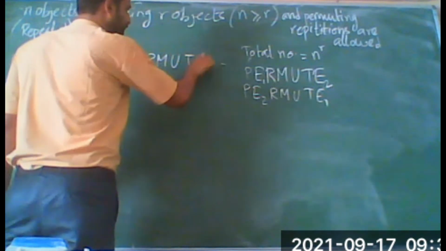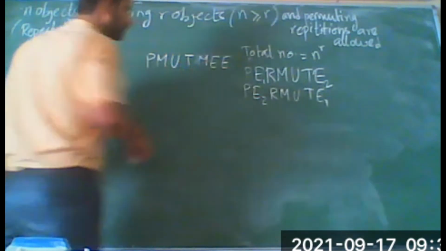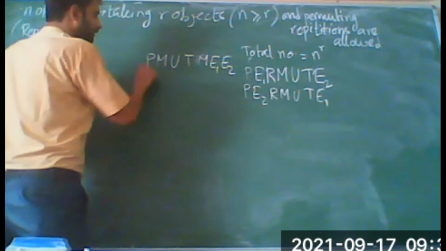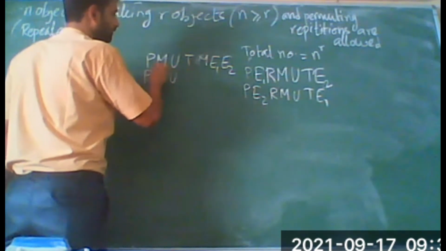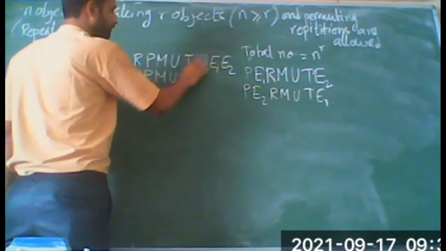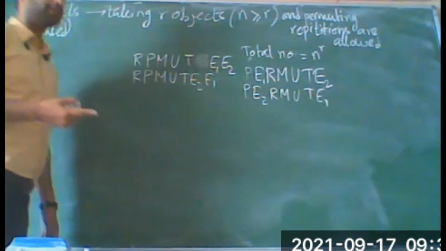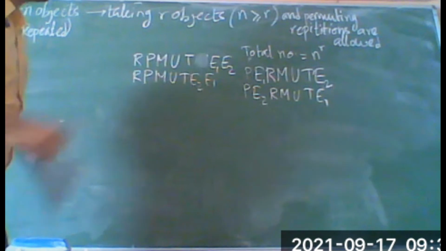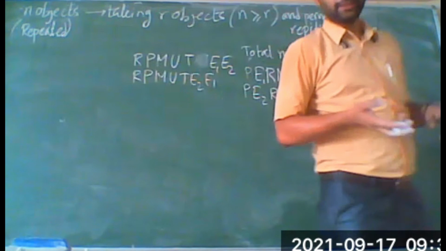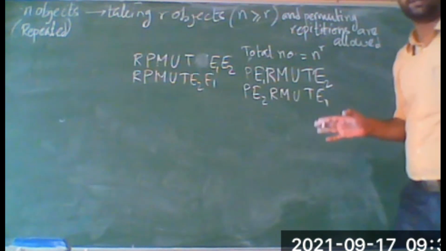Sir, 6 factorial into 2 factorial? No, let me come to this. For this permutation, if I give you these numbers again, sometimes it will be reversed, E2 E1. That means for each permutation we are getting two repetitions, but we need to avoid this repetition because they are the same words. Obviously we need distinct permutations, because repeated permutations are of no use.